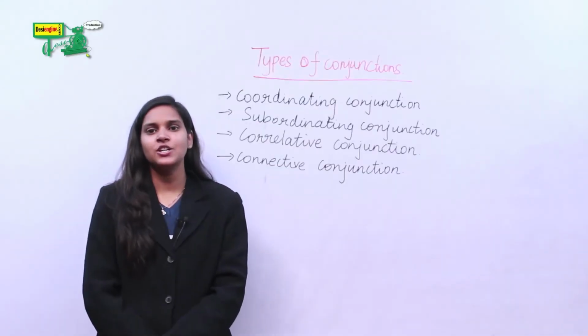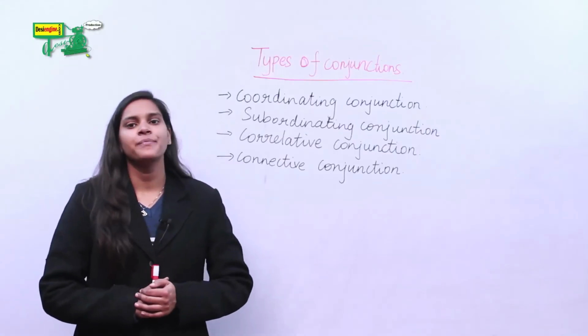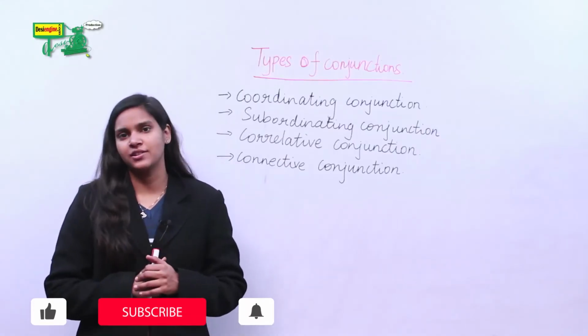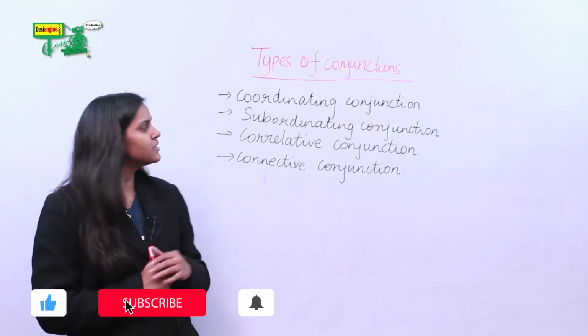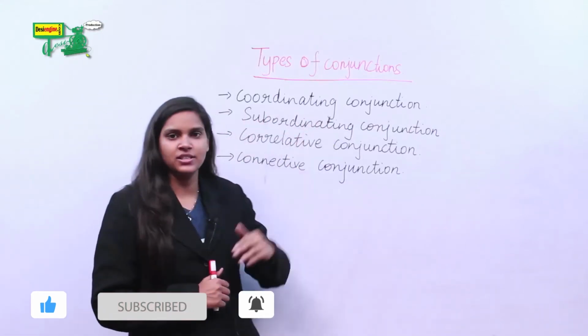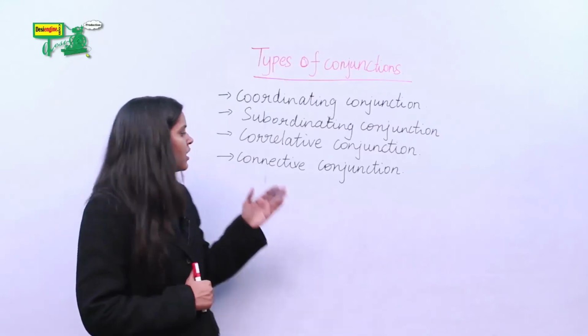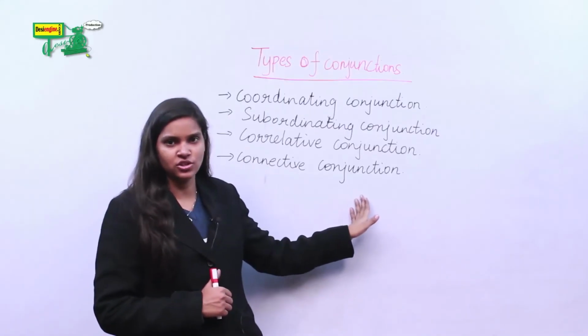Hello friends, today we are going to learn about types of conjunctions. There are basically 4 kinds of conjunctions, that is coordinating conjunction, subordinating conjunction, correlative conjunction and connective conjunction.